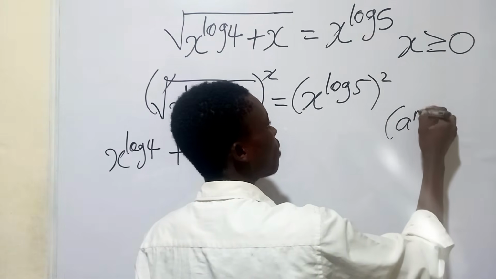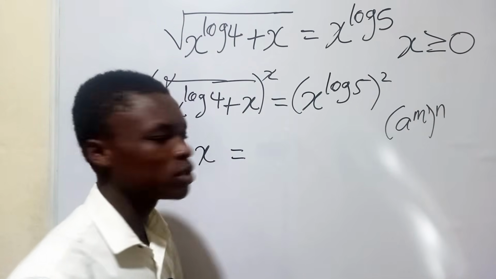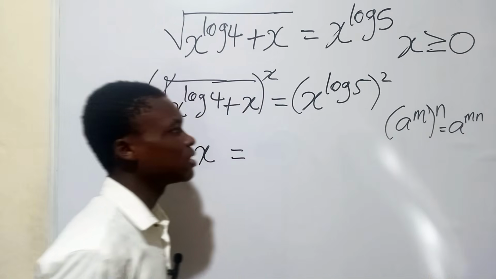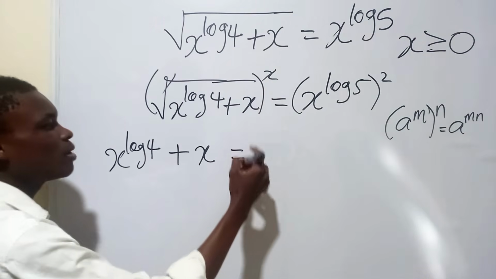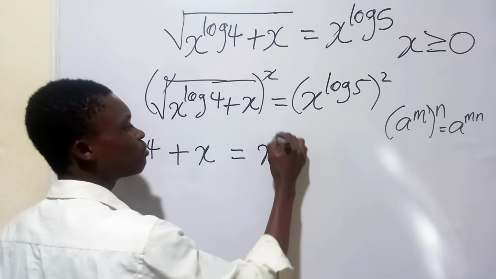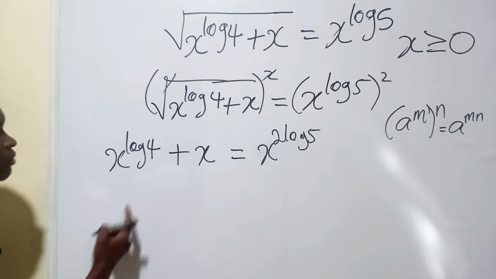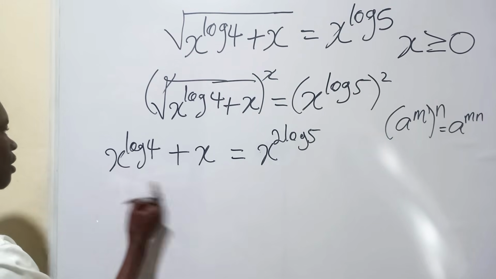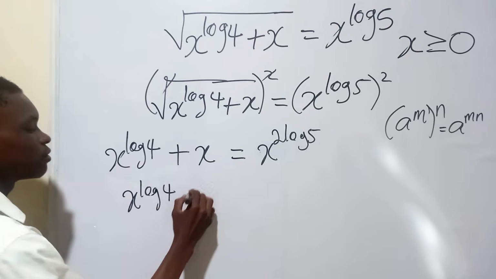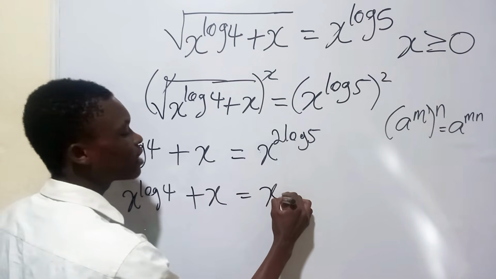If we have a to power m, all to power n, these two powers can multiply. So we have a to power mn, that is m times n. So from here we have log 5 multiplied by 2 gives us x to power 2 log 5. Now from here we'll have x to power log 4 plus x equals x to power 2 log 5.